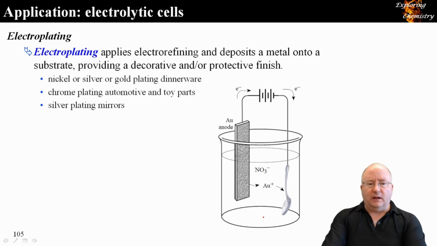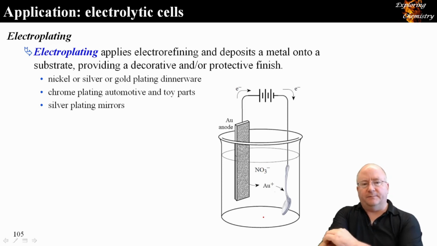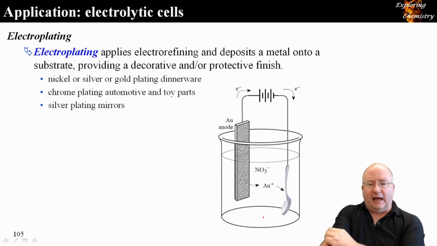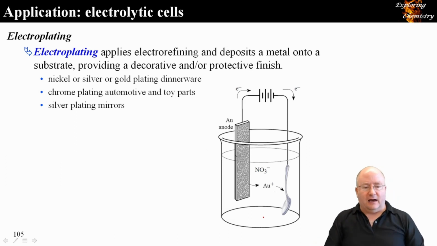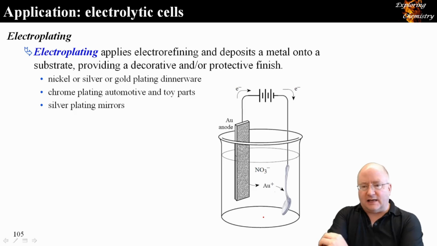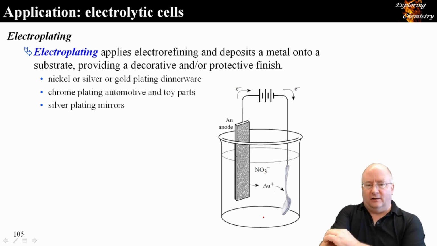And the last example that we're going to have in this course is that of electroplating, where we are now depositing a metal onto a substrate to provide either a decorative or a protective finish. And in the example that's presented there, we are gold plating cutlery. Unfortunately, that's not my house. I'm stuck with the nickel plated dinnerware. If you do happen to have gold plated dinnerware in your home, I'll take an invitation for dinner.